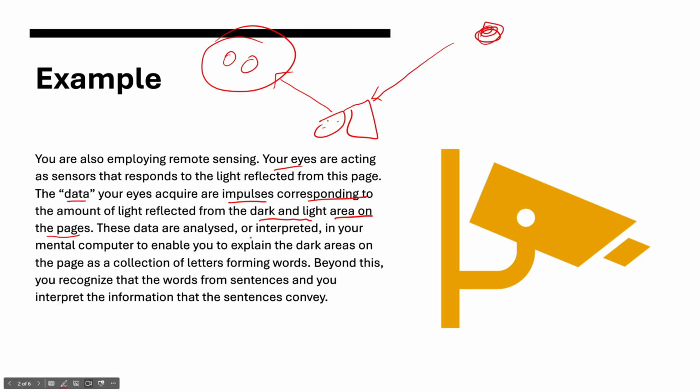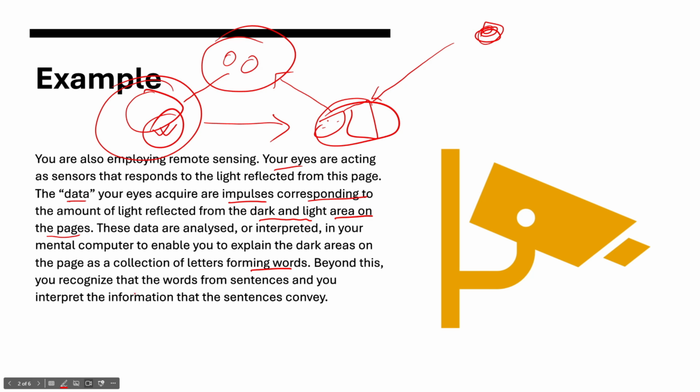So you are also employing remote sensing. Your eyes act as a sensor that responds to the light reflected from this page. The data your eyes acquire are impulses corresponding to the amount of light reflected from the dark and light areas on the page. These data are analyzed and interpreted in your mind. Your eyes record the energy like a sensor, and your brain acts like a computer analysis station, interpreting the results to explain the dark areas on the page as letters forming words.